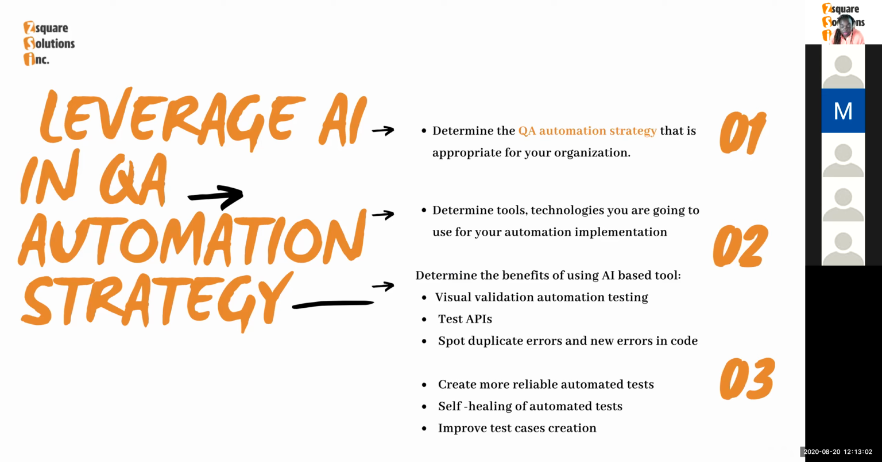So determine the benefits, and we're going to dive into the specific benefits of AI-based tools in the next couple of slides. But there are so many benefits: you create more reliable automated test cases, improve test creation, spot duplicate errors and new errors in your code. So you have to determine, out of these benefits, which one is really important for me as an organization or as a team that I can leverage in my automation strategy.